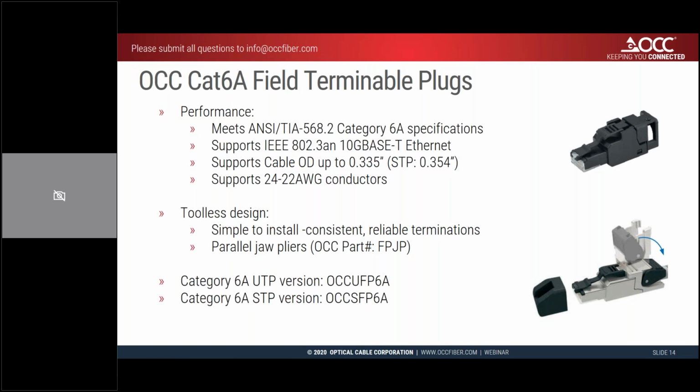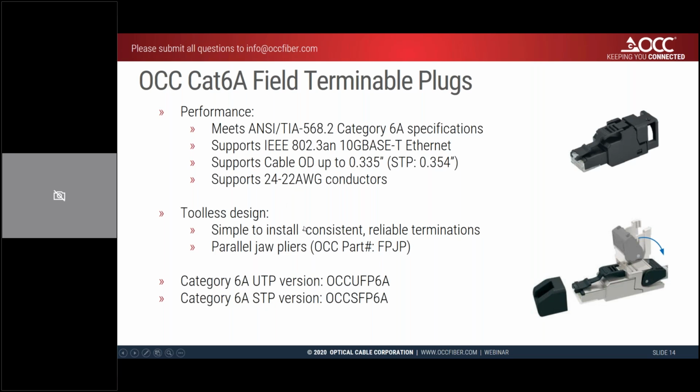So just a little bit about the OCC Cat6a field terminable plugs. These do meet the TIA 568.2 Cat6a specifications. They will support 10GBASE-T Ethernet, 802.3an. They'll support cable ODs up to 0.335 inches, and for shielded cables up to 0.354 inches. And they'll support the larger conductors from 24 to 22 gauge. They are a toolless design.